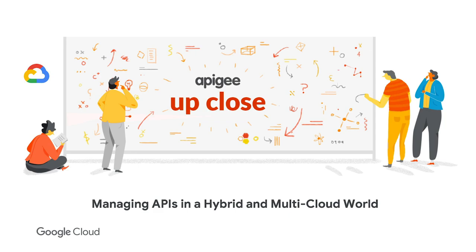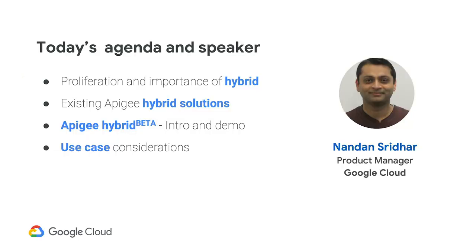A quick introduction. Today, we're going to be speaking about the Apigee Hybrid launch, which we launched a few weeks ago at Next in beta. And today, Nandan, who is a product manager in Google Cloud, and he's the one who worked on it the most, is going to be diving into all the details, doing a demo, and speaking about how Apigee Hybrid fits into the broader Apigee offerings that we have.